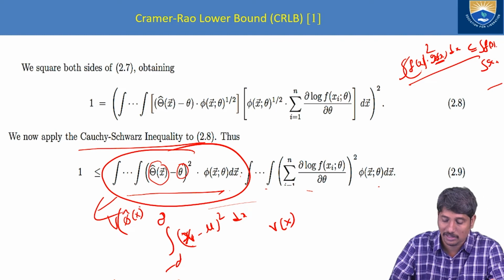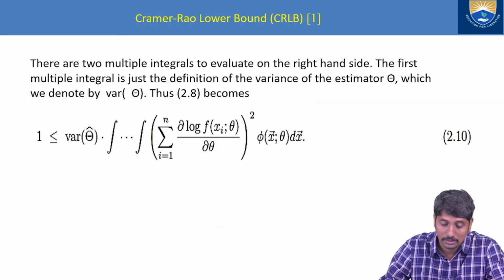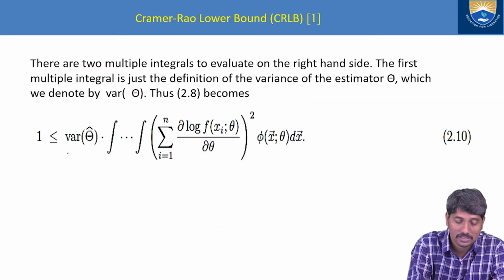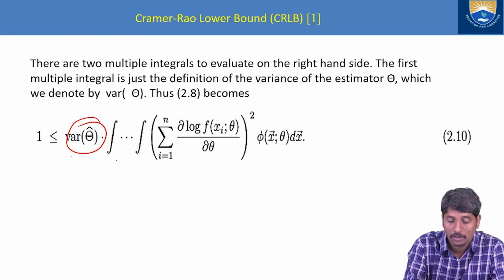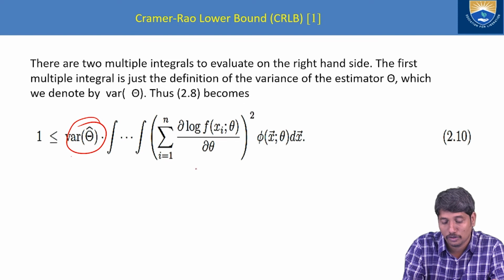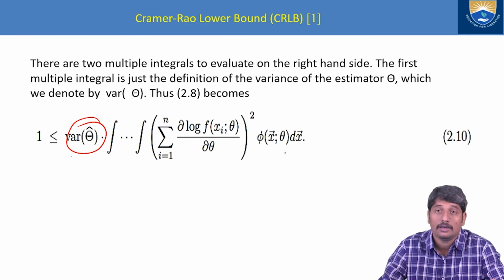This becomes, so what happens? We will get that 1 is less than or equal to the variance of phi cap into n times the integral of the summation, i equals 1 to n, of (dou by dou theta of log of f of xi comma theta) whole square, phi of x cap comma theta. Okay.